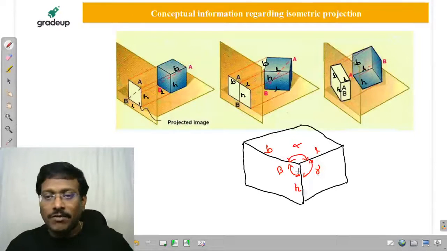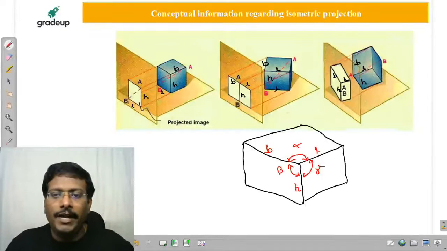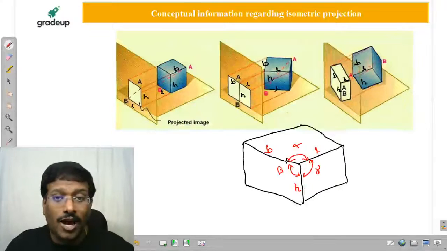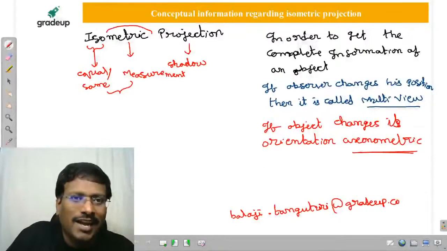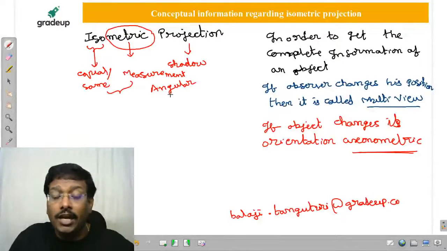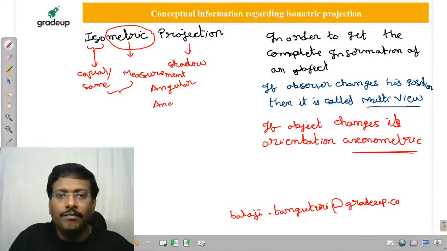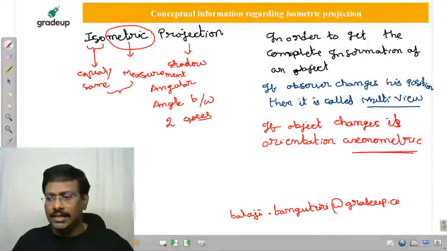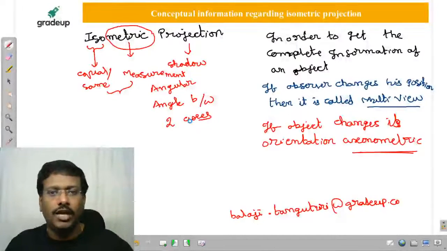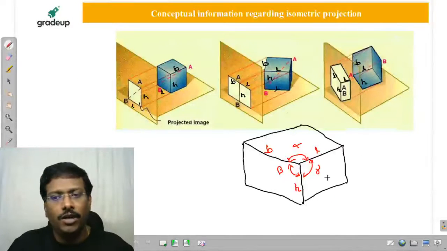Good, my dear. Now this is alpha, beta, gamma. Depending upon the relation, sir, we can come to the information metric. Metric means measurement. Which measurement? Angular measurement. Which angle? The angle between two axes. We can measure this. So here the measurement is the angle between two axes.